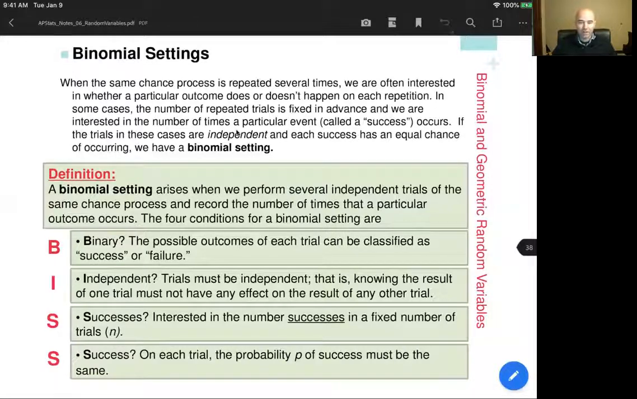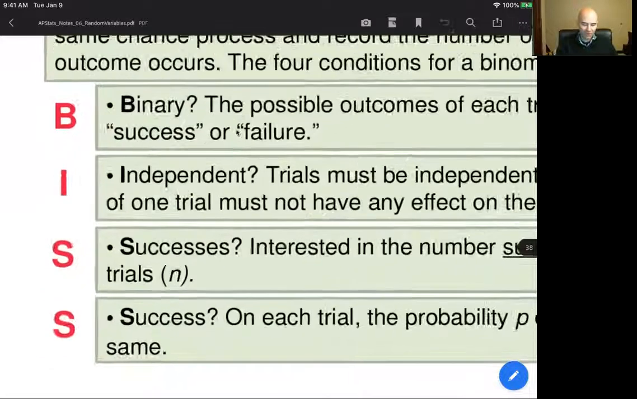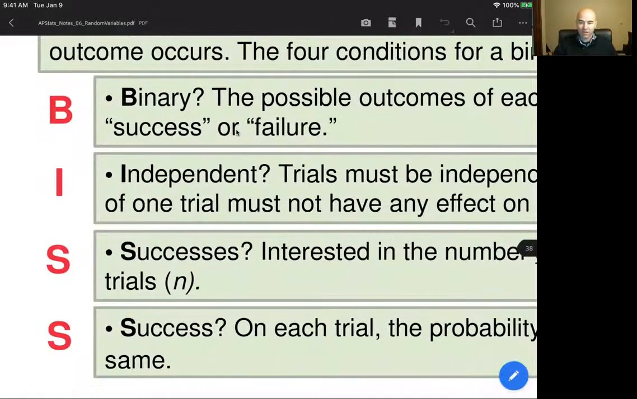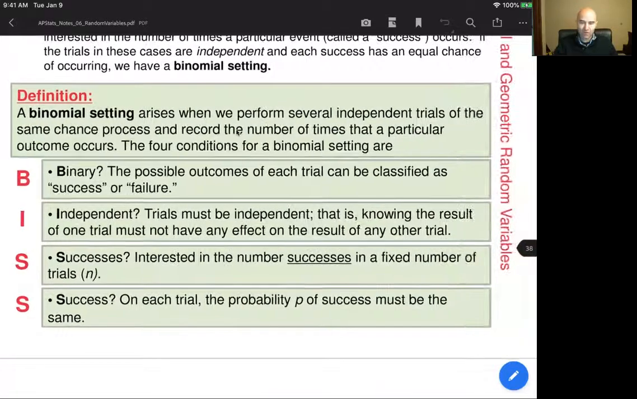Secondly, independent. Each specific trial has to be independent of the other one, which actually ends up dealing with our last S here. So we have independent, and the last S is success. On each trial, the probability of success must stay the same. So if the events are independent, it's likely that the probability of success will stay the same. So those two go generally hand in hand. It's the third one we have to focus on, because the third one is what will differentiate between the binomial and the geometric setting. The third one is the number of successes. So what we're interested in the binomial setting is the number of successes that you get in a specified number of trials. So for instance, if I shoot 10 free throws, the number of free throws I make, okay, what's the probability I make 6 out of 10? That's a binomial setting.